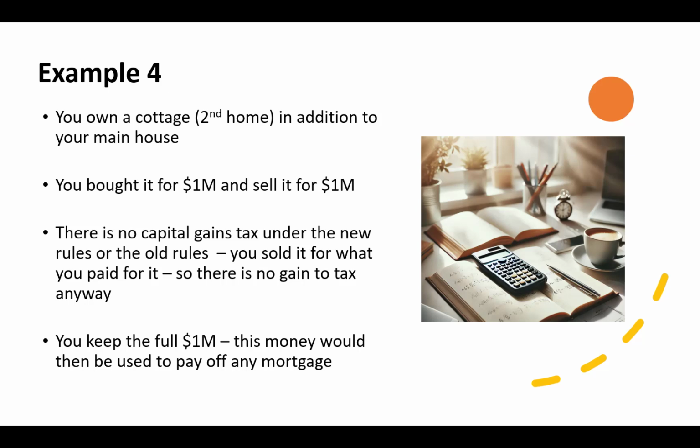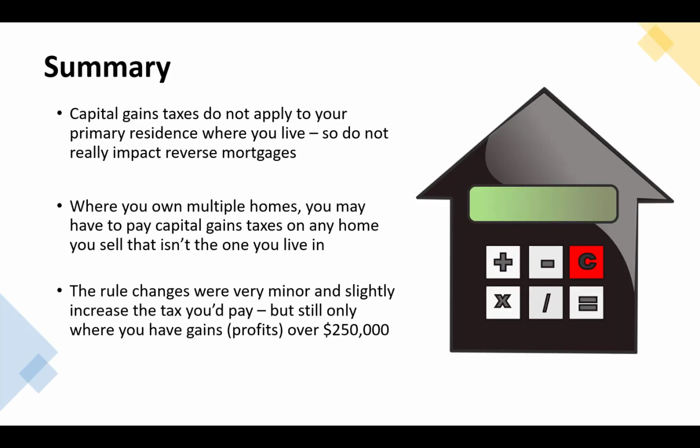There's no gain, there's no profit, so there's no capital gains tax. And in this situation, again, you keep the full $1 million, and that money could then be used to pay off any mortgage on that property, which wouldn't include a reverse mortgage because you can't get a reverse mortgage on a second home that's a cottage. So that's capital gains in a nutshell. They do not apply to your primary residence where you live, so they don't really impact reverse mortgages or your reverse mortgage decision at all. And they're not a factor in any part of your decision making.